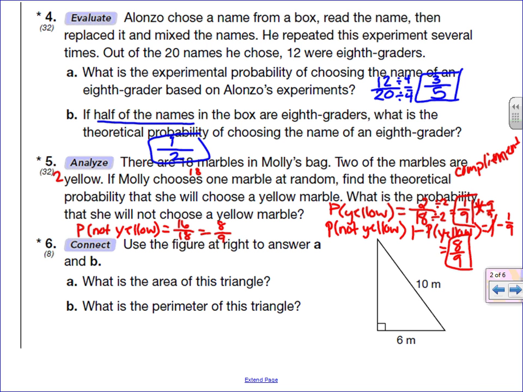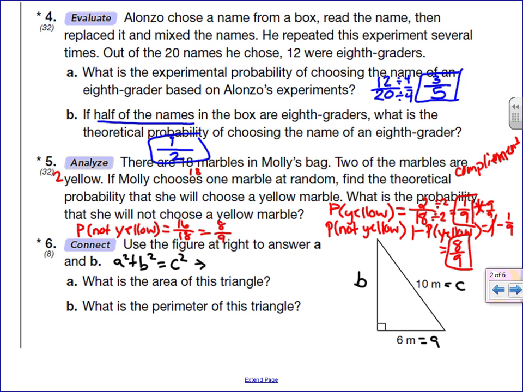Use the figure at right to answer A and B. What is the area of this triangle? Well, to figure out the area, we need to know the height, which is this side right here. I'm going to call it B because it's one of the legs, so it's either A or B. And to figure that out, we need to use the Pythagorean theorem. And the Pythagorean theorem says a squared plus b squared equals c squared. So this will be A, this will be C, and then the one that we don't know will be B.